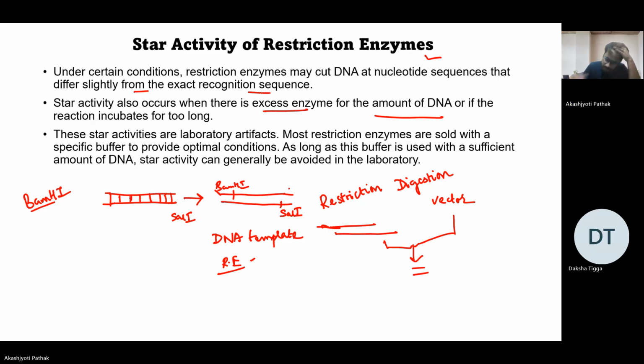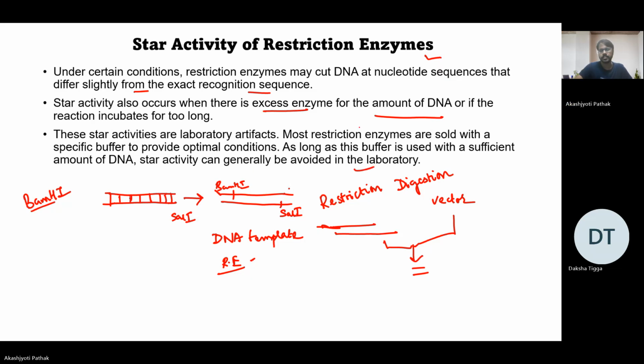Exact recognition sequence, for example GAATTC, but it can cleave at other sequences too. And if you have incubated it for a very long time and it is not finding where to cleave, it can cut anywhere in the DNA sequence. So star activities are laboratory artifacts, and most restriction enzymes are sold with a specific buffer. Nowadays, star activity is usually not found because of these specific buffers, and as long as the buffer is used with a sufficient amount of DNA, star activity can be avoided in the laboratory.